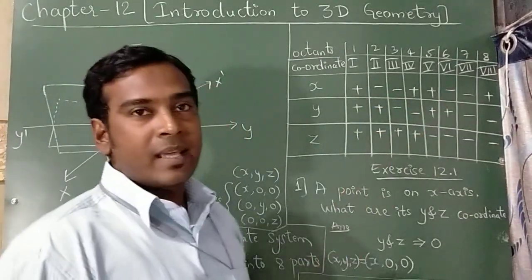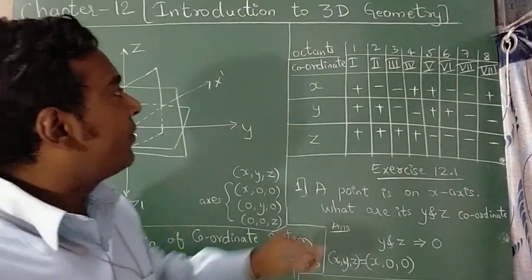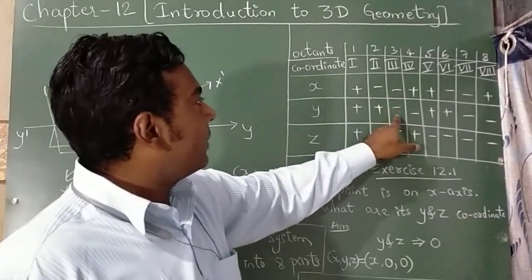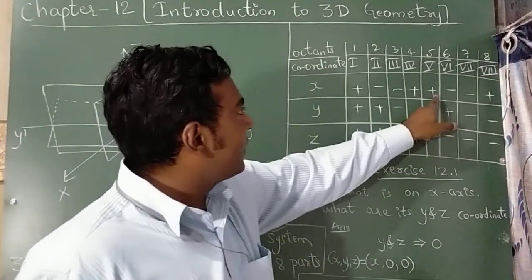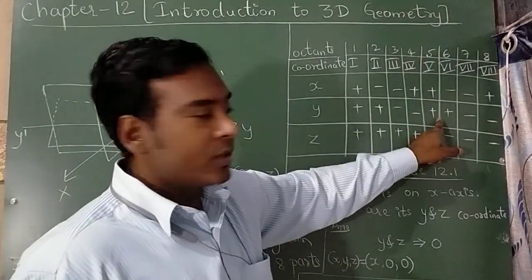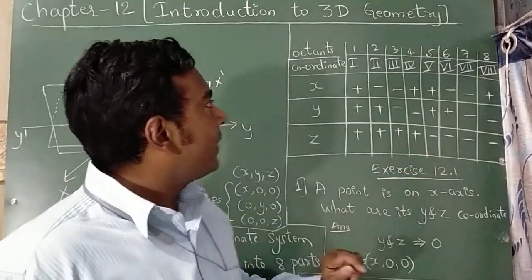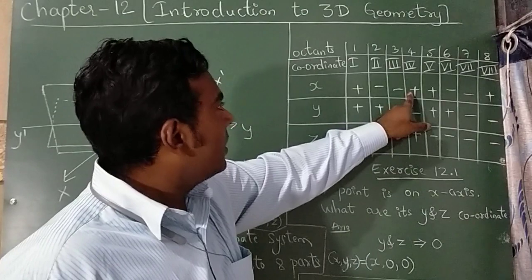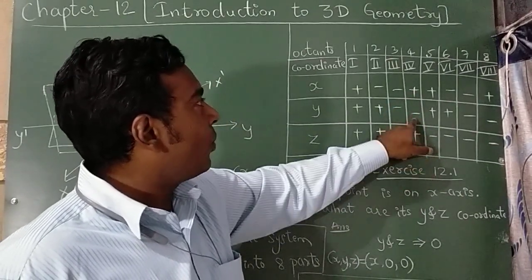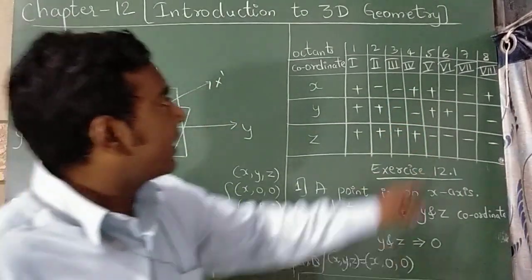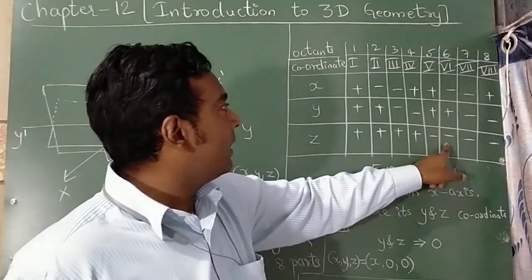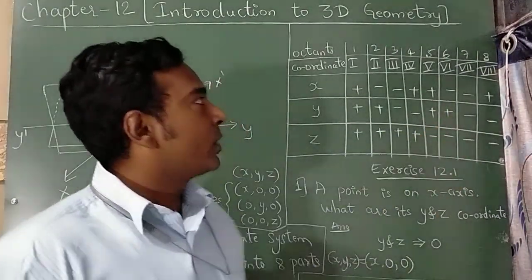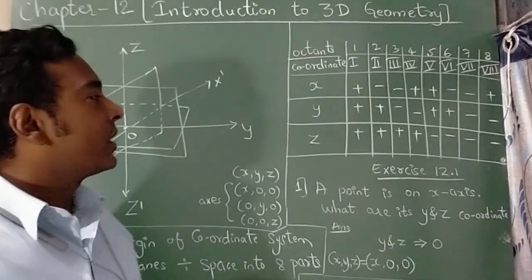To remember this table, that is the technique. Fine. In the third octant, x and y are negative, z is positive. So you can see in the fifth, x and y are positive and z is negative. Fine. Now the fourth one, x and z are positive, y is negative. You can see in the sixth, x and z are negative and y is positive. That is the technique to remember.